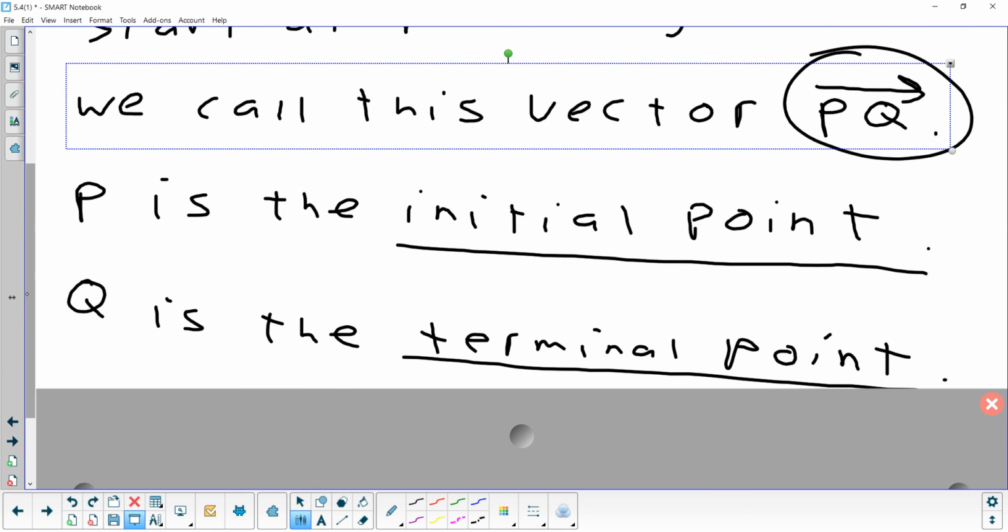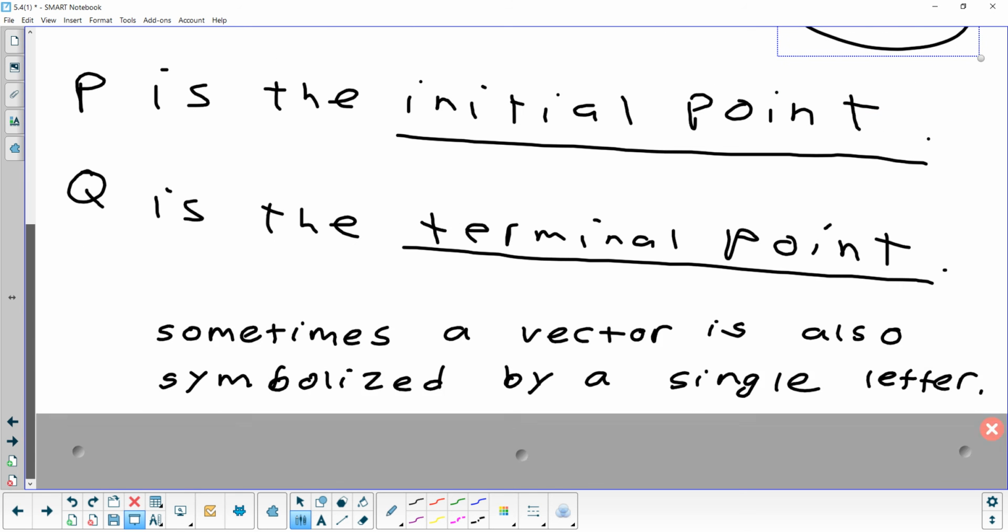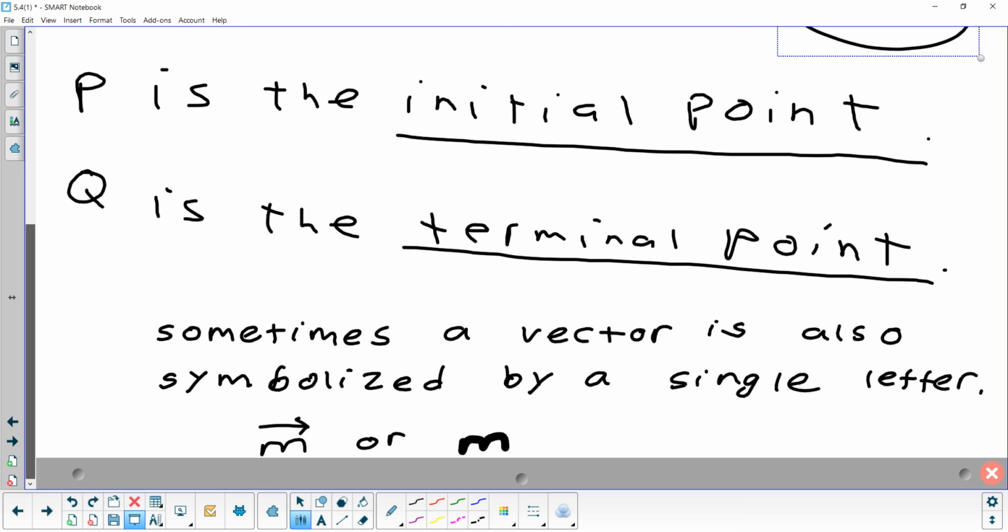All right, so that notation is fine. You can use it. That's from geometry. Another way you can write a vector, which you're going to see more in our book, is just a single letter. The only problem with using a single letter is we already use single letters in math. When you write a letter in math, what does it usually represent? What do we call a letter in math? A variable. Well, a vector is not a variable.